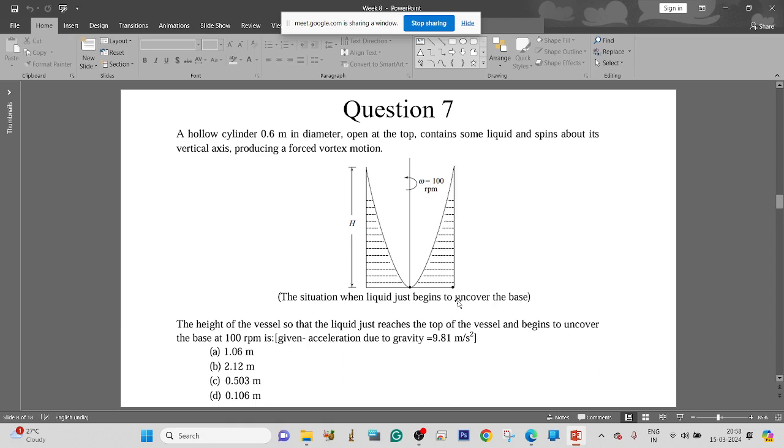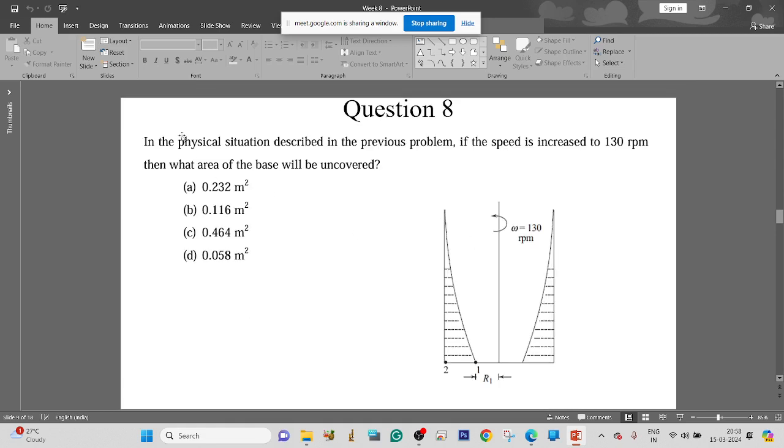But this question has a second part related to that. In the physical situation described in the previous problem, with the speed increased to 130 RPM, what is the area of the base that is uncovered? We need to solve this part because it is a bit different. So I'll give you 1 minute to solve this and then we'll proceed with the solution.